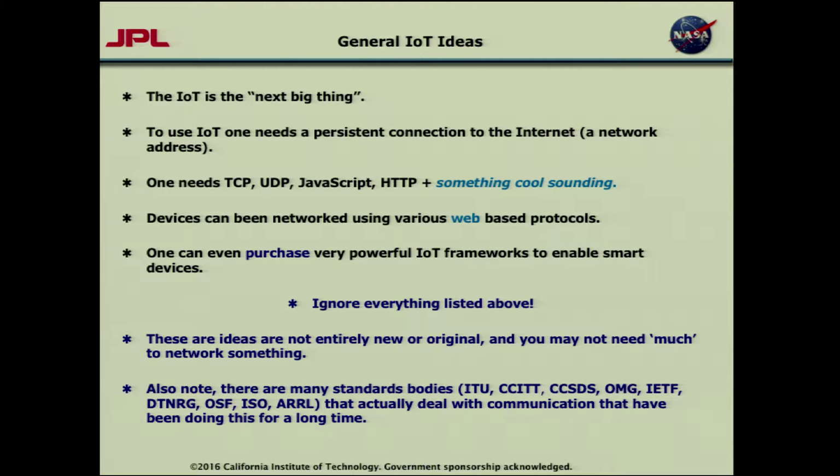But you hear certain claims. If you want to do Internet of Things, if you want to connect your toaster to the internet, you better have a persistent and reliable internet connection. Something with a network address, you need TCP, UDP, JavaScript, HTTP, and something cool sounding, like Node.js or some other, you just whip out something cool sounding to make somebody feel inferior. But that's generally the feel.